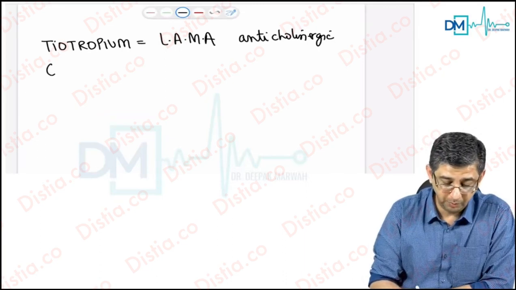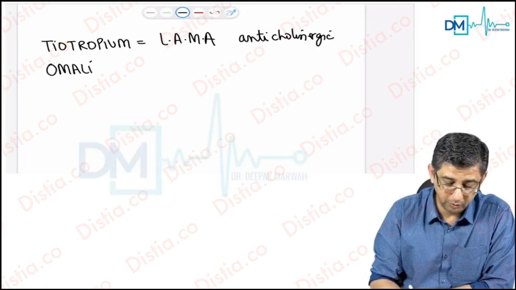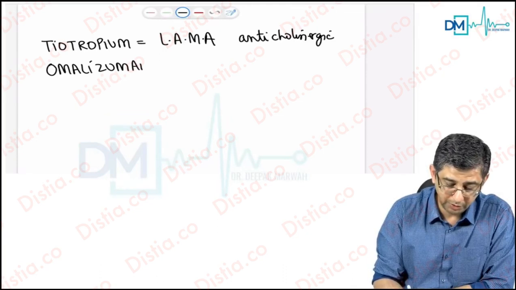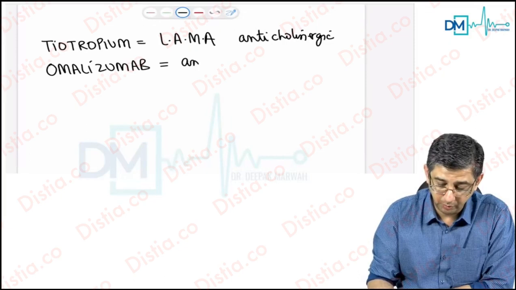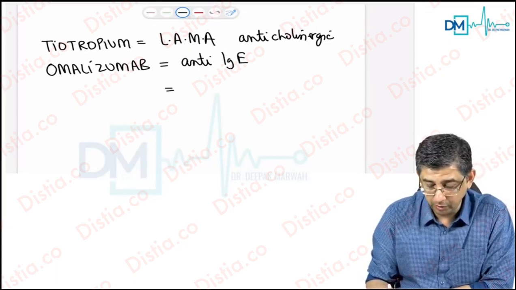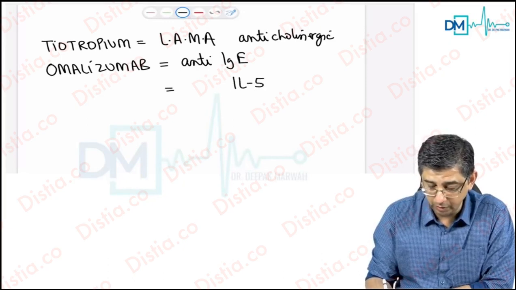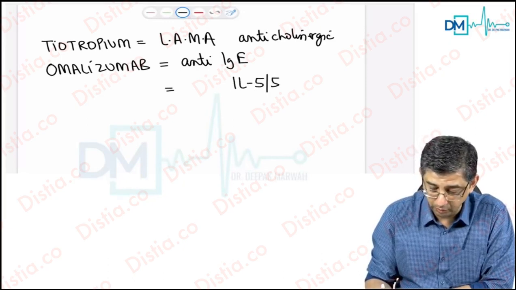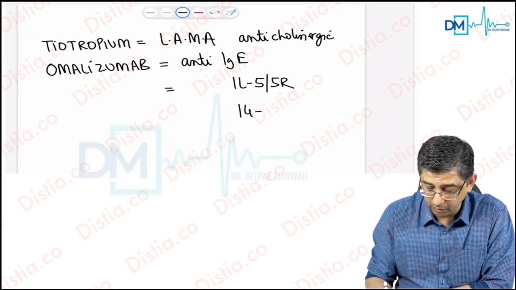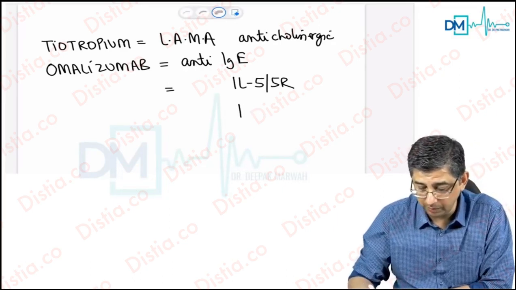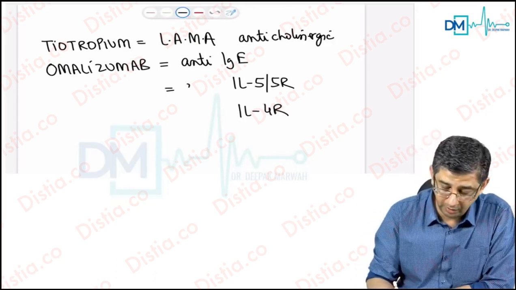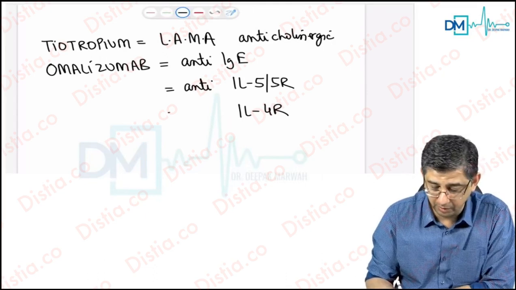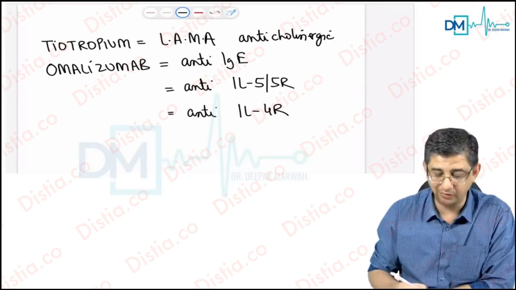The next molecule to be remembered is an anti-immunoglobulin E molecule. We give subcutaneous injections of this, that is omalizumab. This would be given subcut. It is anti-immunoglobulin E. Two cytokines that play an important role in the development of asthma are interleukin 5 and interleukin 4. So we now have drugs which can neutralize the impact of the interleukin 4 receptor and interleukin 5 receptor. So I'm writing anti-interleukin 5 or 5 receptor and anti-interleukin 4 receptor.